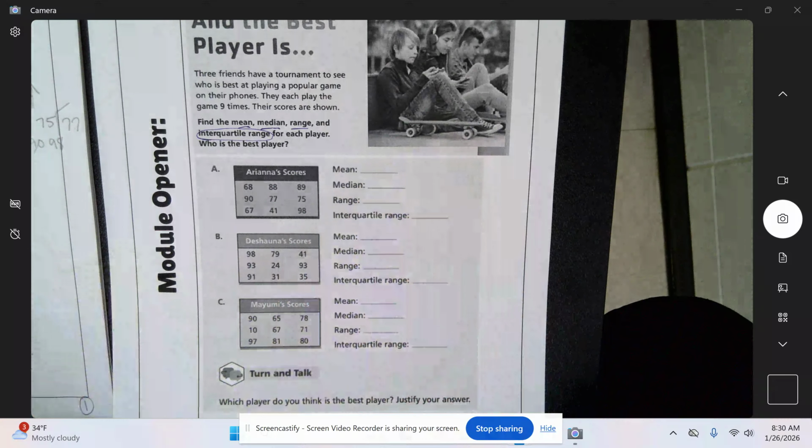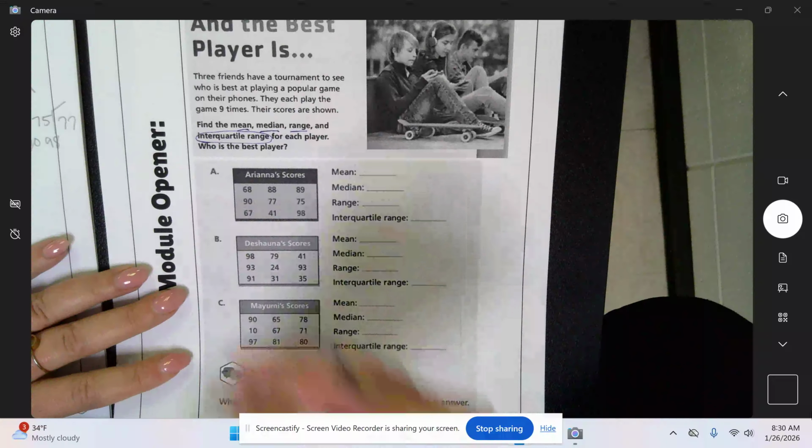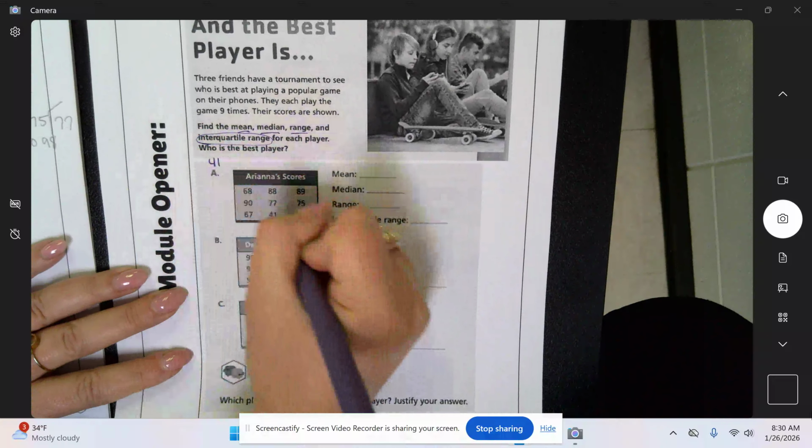When we have data, it's better to just go ahead and put your numbers in order from least to greatest. This is why you use a pencil, and this is also why you put gaps between them, because I always miss a number when I put my numbers in order. I'm terrible about it. All right, so what's the smallest number you see under Ariana's score? 41. And then I kind of just cross it out.